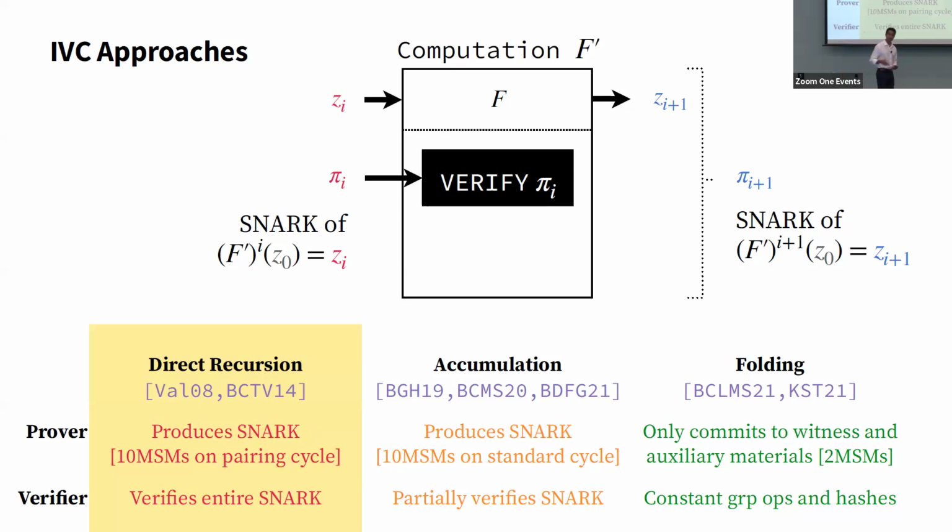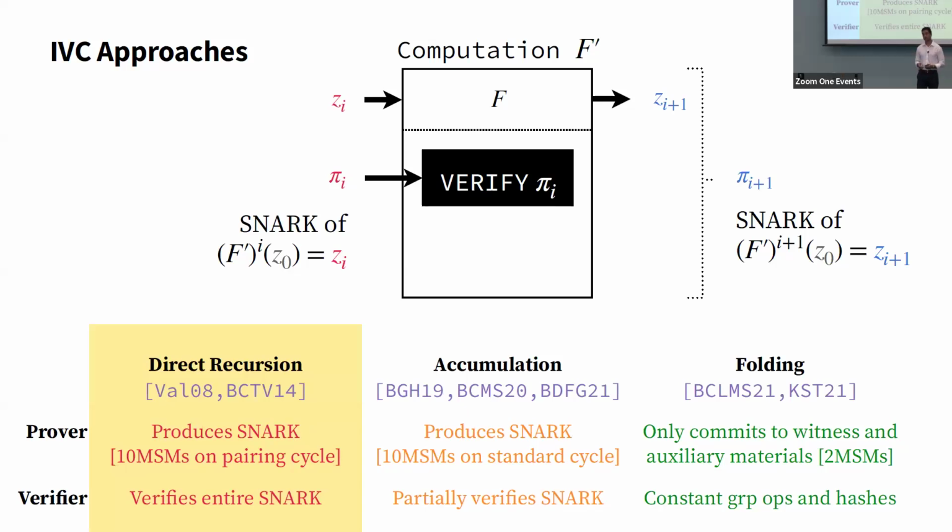Now what we can do is write a new SNARK proof, pi i plus 1, which attests to the correct execution of this latest iteration of the function f prime. And effectively, this proof pi i plus 1 attests to the latest iteration of the function f, as well as the existence of a SNARK proof for all prior iterations of the function f prime.